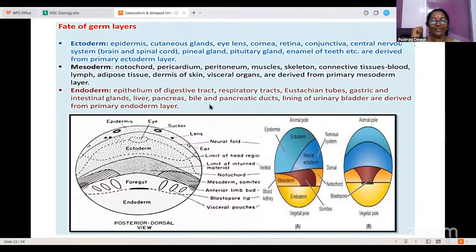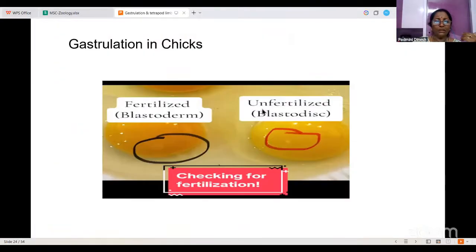What is the eustachian tube? That is the ear tube that helps give us balance. If you're able to balance, that is because of the eustachian tube. Imagine when somebody bangs you on the ear, and it goes for a toss and you lose balance. So the eustachian tube is given by the endoderm. And of course, the pancreas, the pancreatic ducts, and the urinary bladder are all derived from this endoderm layer. So that was about the frog.